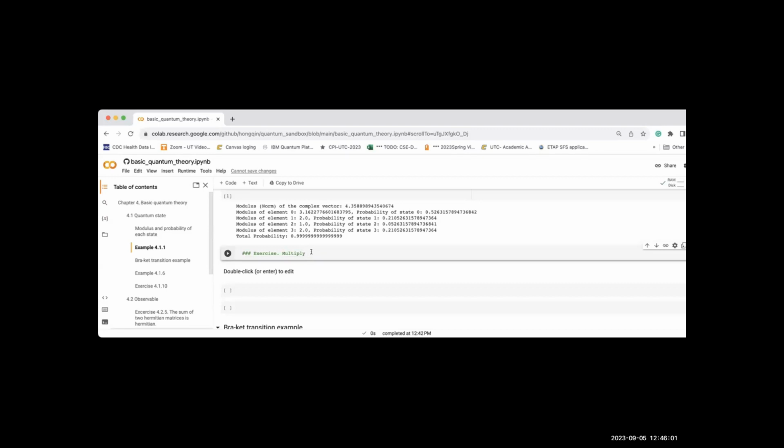Multiply by a complex number C, check that it will not alter the probability.